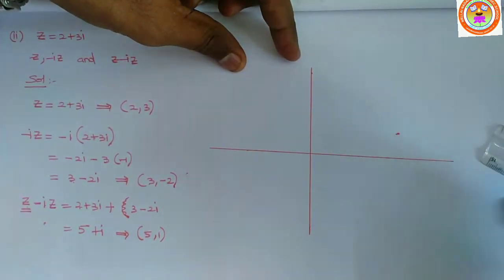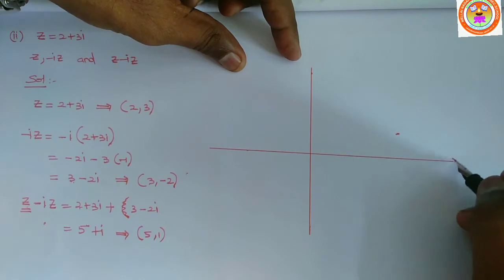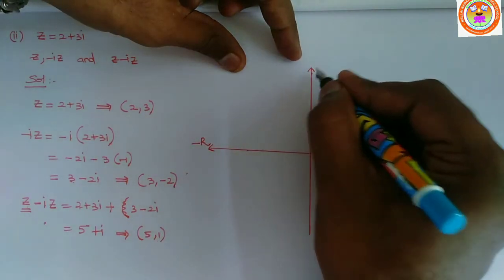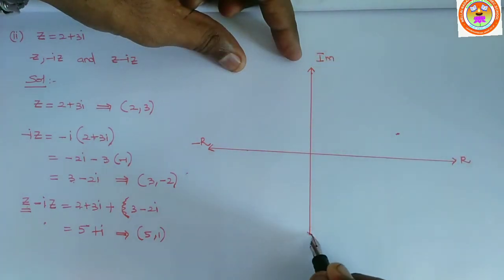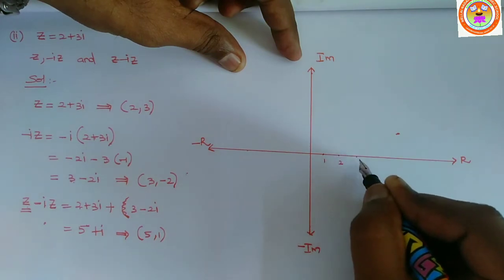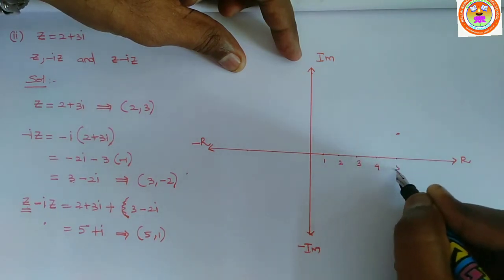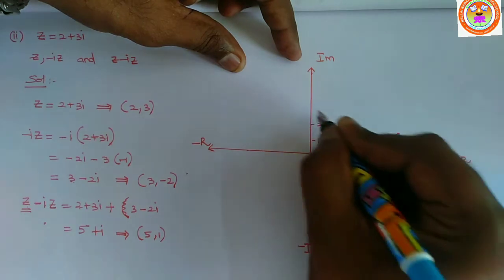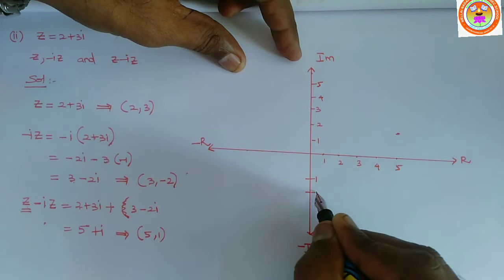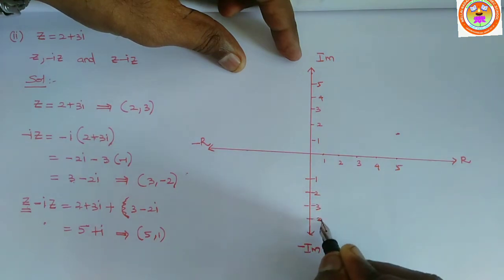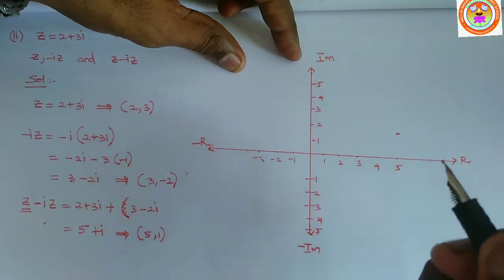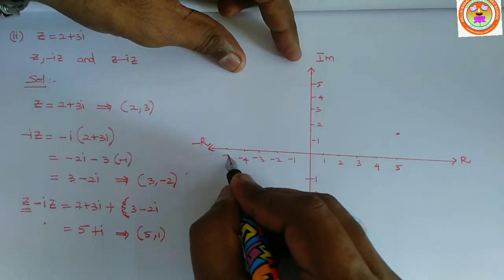You need to draw this using a scale only. This is plus real, this one is minus real, plus imaginary, and this one is minus imaginary. So 1, 2, 3, 4, 5, 1, 2, 3, 4, 5, minus 1, minus 2, minus 3, minus 4, minus 5, minus 1, minus 2, minus 3, minus 4 and minus 5.